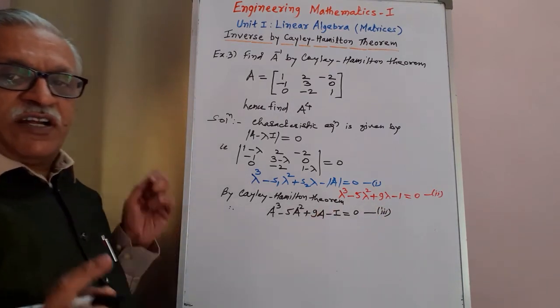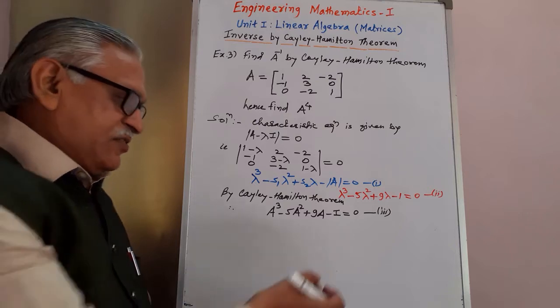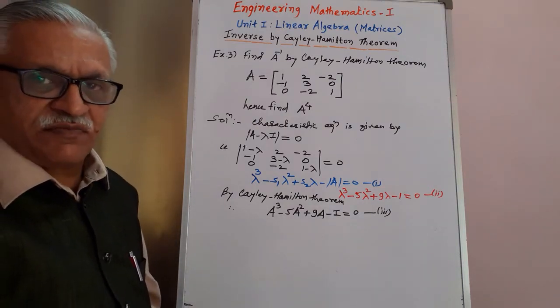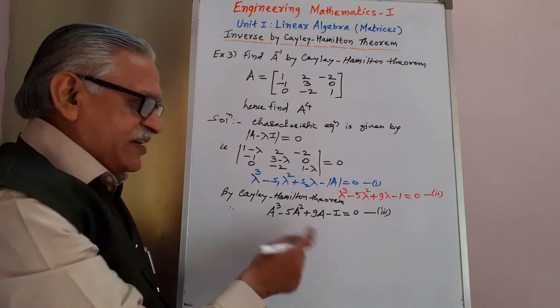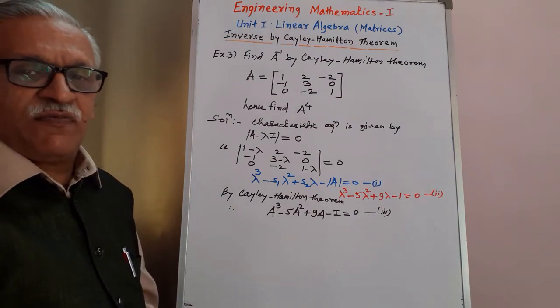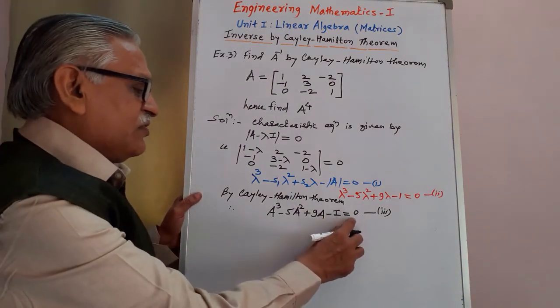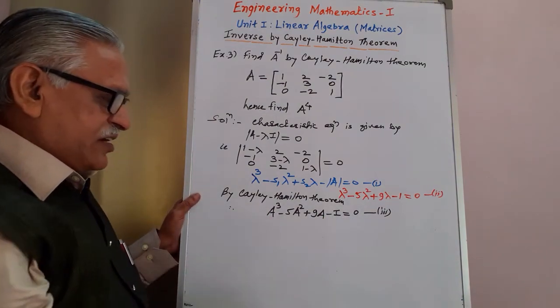Remember this step, don't write down 1. If you write 1, then it is not possible for us to add all those matrices. All must be in matrix form. Then only we can perform that addition or subtraction. Therefore, this is by Cayley-Hamilton theorem.